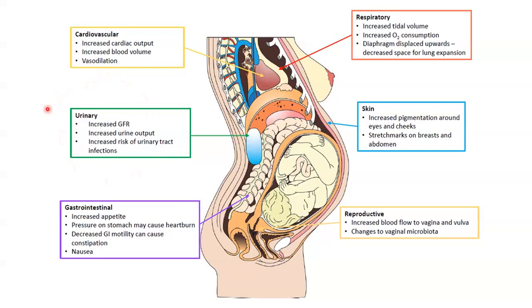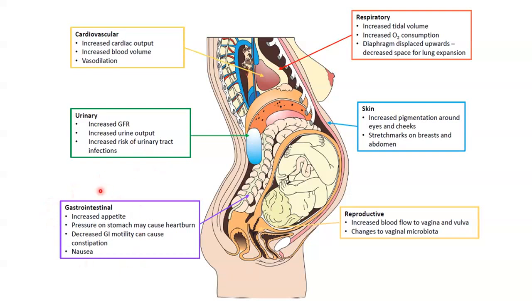With our urinary changes, we can have an increase in our glomerular filtration rate by up to 40%, an increased frequency and urgency of urination, as well as stress incontinence. So that's when pressure is put on the bladder, you're no longer able to control those sphincters. The increased glomerular filtration rate is what actually allows additional waste products by the fetus to be excreted quite quickly.